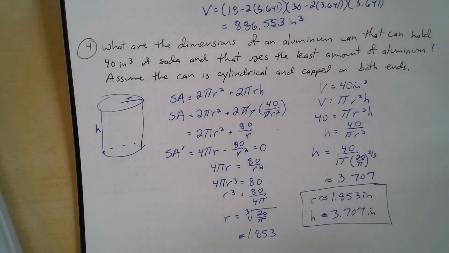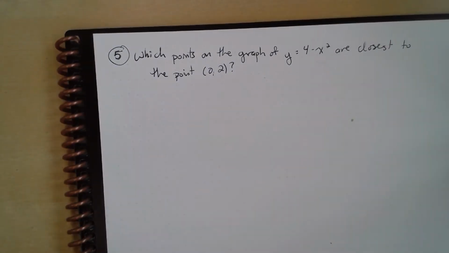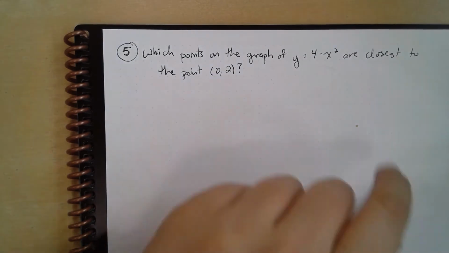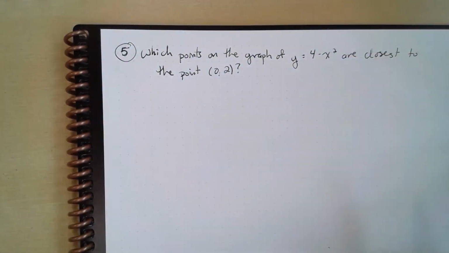Okay, one more final example. I know this video is getting really long, but I just want to emphasize that lots of examples can be really helpful for really learning how this works. Which points on the graph of y equals 4 minus x squared are closest to the point (0, 2)?